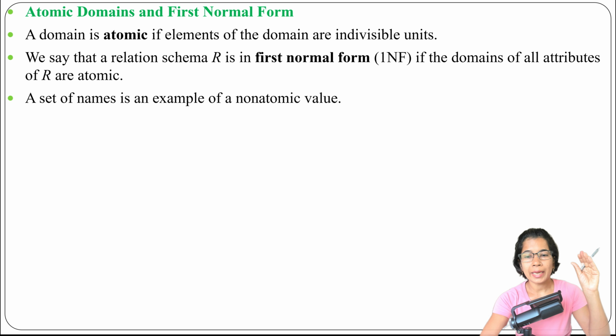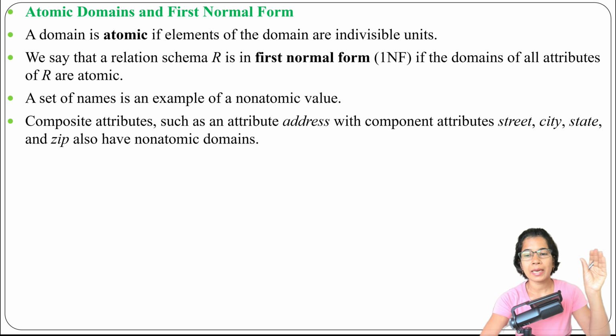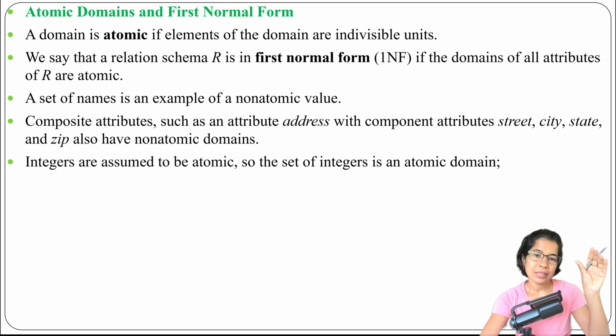A set of names is an example of a non-atomic value. In name there is first name, middle name, last name. So it is non-atomic. We should not be able to divide it, but name we can divide as first name, last name. Even address is a non-atomic attribute. In address there is street name, city, state, zip. So that's why it is non-atomic. Integer is an atomic domain. It should be either integer or alphabet. It should not be a combination of both.